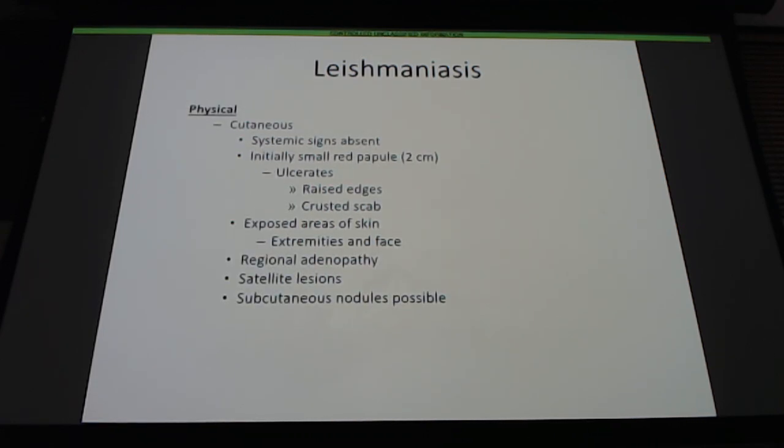So physical for cutaneous, systemic signs are usually absent, right? It's just diagnosis by looking at it. And if you want to do a skin biopsy, you can. There are initial red papules, ulcerates, raised edges, crusted scabs, maybe exposed areas of the skin. It could be on the extremities, it could be on the face, it could be anywhere. Right? You may have some regional adenopathy. You can have some satellite lesions.